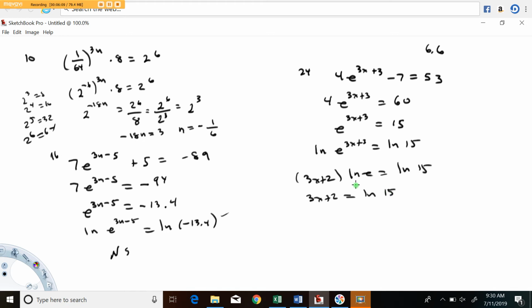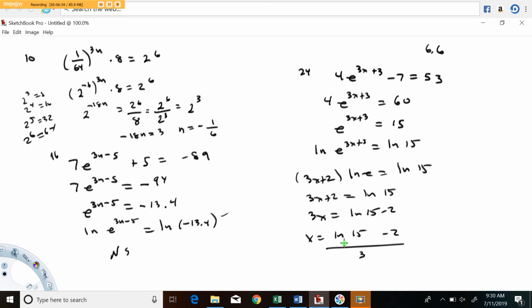Now, had we used log base 10, this term would not be a 1. It would be log base 10 of e, and this would be log base 10 of 15, and you would divide that term out. So it would work fine with log base 10, but I'll go ahead and keep working with log base e. Subtract 3. Natural log of 15 minus 3. Divide everything by 3, so x is going to equal natural log of 15 minus 3, everything over 3.